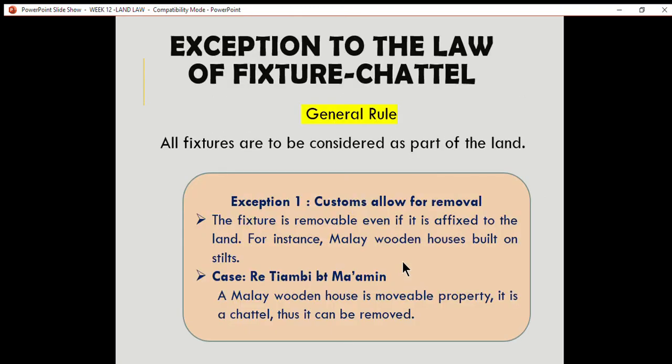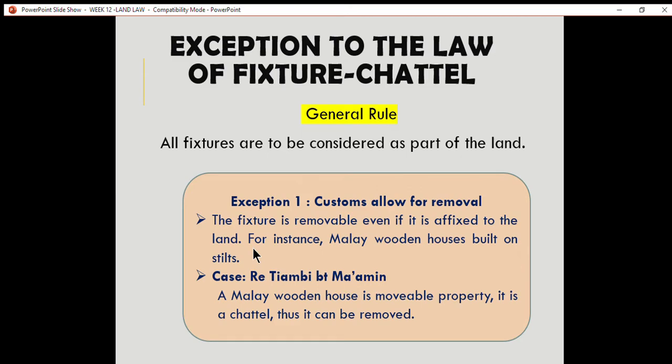However, we also have exceptions to the law of fixture and chattel. According to the general rule, all fixtures are to be considered as part of the land. The general rule says that anything attached to the land is considered a fixture. However, there are two exceptions. First exception, customs allow for removal. The fixture is removable even if it is affixed to the land. For example, a Malay wooden house built on stilts.